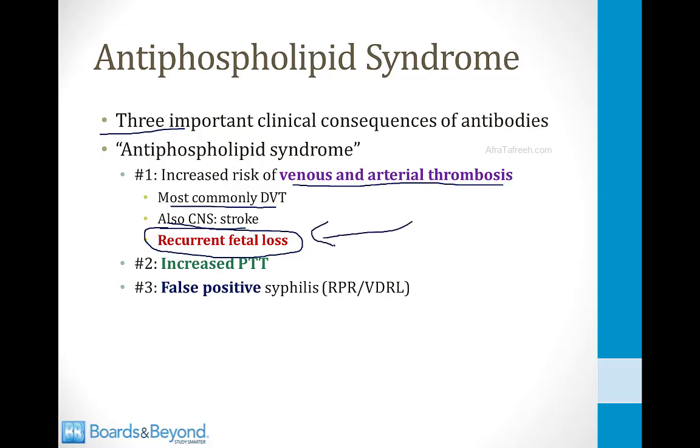The second important clinical consequence of the antiphospholipid antibodies is an increased prothrombin time. We'll talk about that in a minute. And then finally, patients with these antibodies have a false positive result on syphilis screening tests. The RPR and the VDRL test will be positive even if these patients have never been exposed to syphilis, and that's because of the presence of the antiphospholipid antibodies.